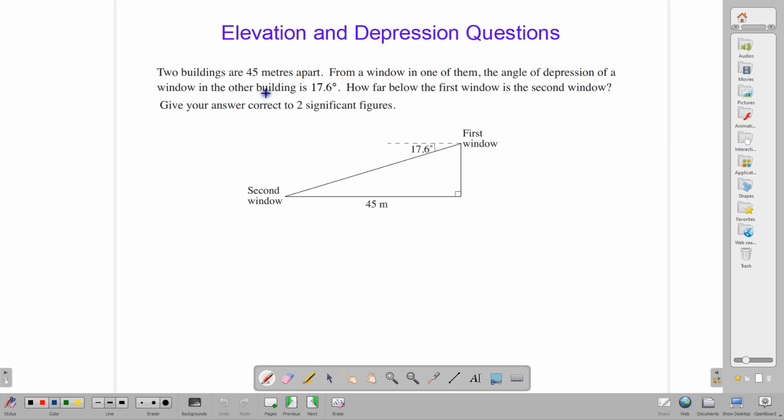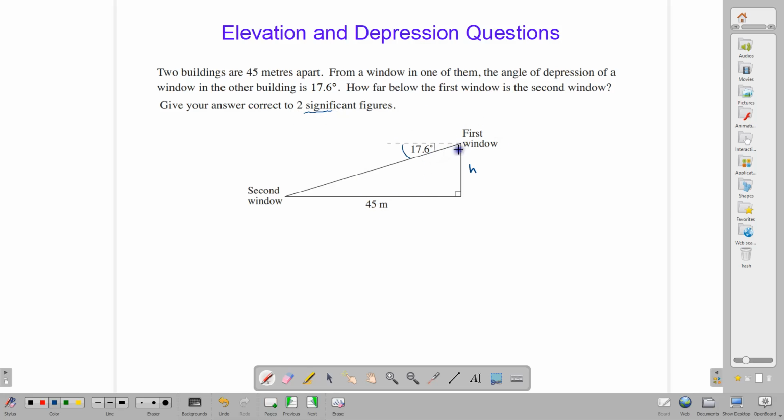Let's say we have a question here. There are two buildings. The buildings are 45 meters apart, and there are two windows. The first window is some distance up. Let's call that the height. And this is the angle of depression from the first building downward to the first window on that building down to the second window. So how far below the first window is the second window? And we are to give our answers correct to two significant figures. Let's concentrate on finding what it is first, then we can worry about the significant figures.